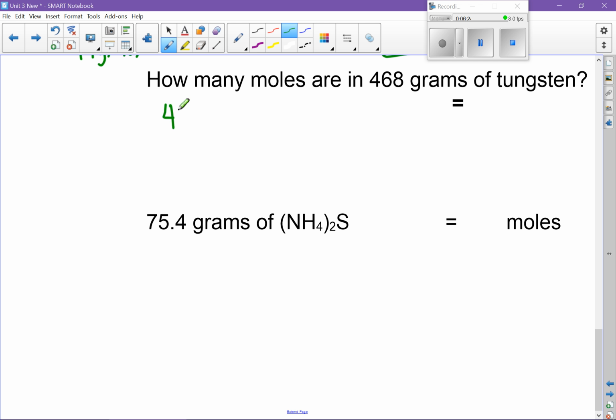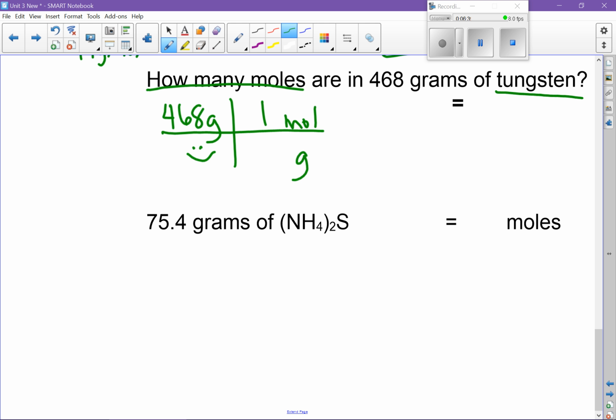Next I have 468 grams. Grams up, grams down. I'm looking to find the number of moles. I always put 1 with the moles. Grams means I need the molar mass. My chemical is tungsten. This one's tricky to find. The symbol for tungsten is W, but that's all it is. That has a molar mass of 184. That's what goes down here with my grams. Then you multiply and divide like normal.